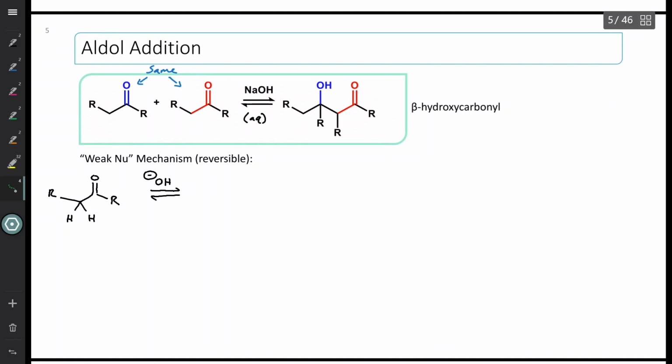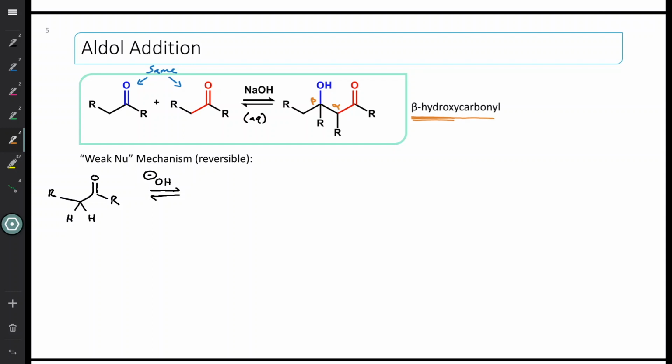So, as I said, the aldol uses two of the same structure. In this case, aldehydes or ketones. One will be the electrophile and one will be the nucleophile, but they are the same. The product you form is called a beta hydroxycarbonyl. Beta because this is the alpha position, this is the beta position. So you see we have a beta hydroxy, beta to a carbonyl. So that's where the beta hydroxy comes from.